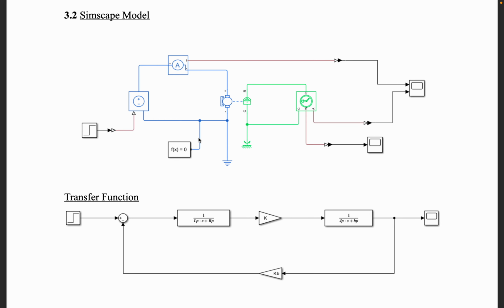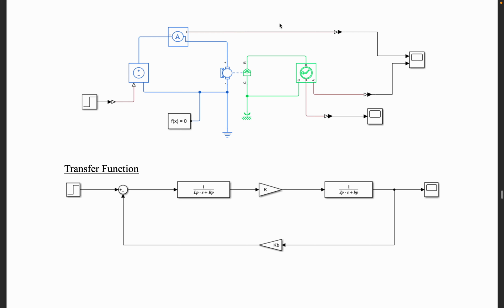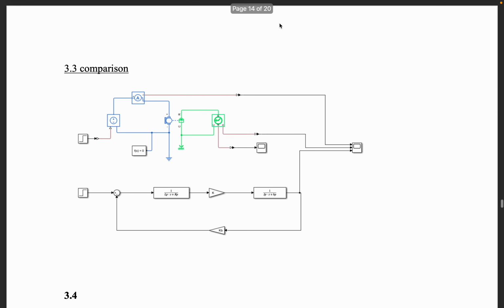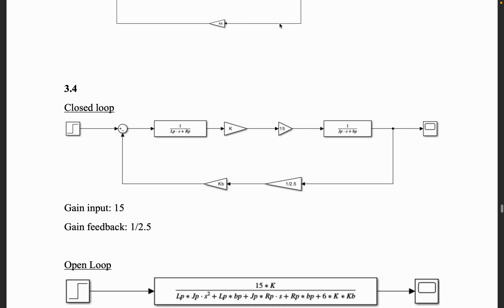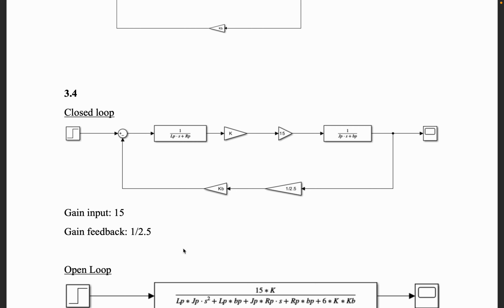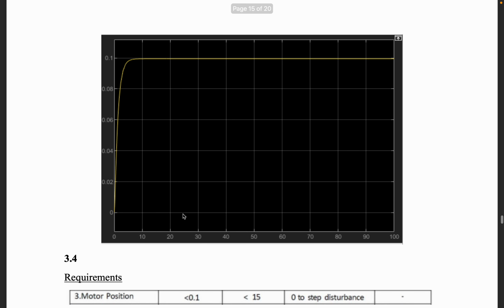Now these two models, which are the SimScape model and the transfer function model, show movement and a transfer function matching the equations. And for the best case, I adjusted the gain input to 15 and the gain feedback to 1 over 2.5 to get the best response. And here's the graph.